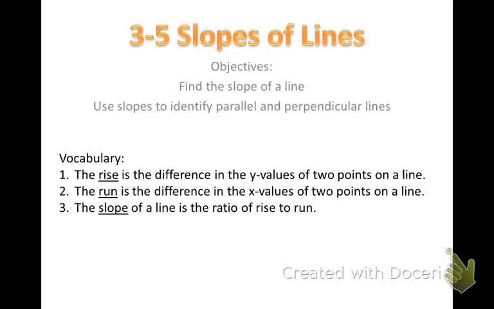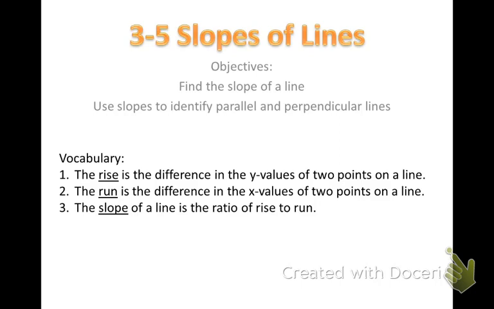Today's lesson is slopes of lines. Objectives today are to find the slope of a line and to use slopes to identify parallel and perpendicular lines. The rise is the difference in the y values of 2 points on a line, and the run is the difference in the x values of 2 points on a line. The slope of a line is the ratio of the rise to run.